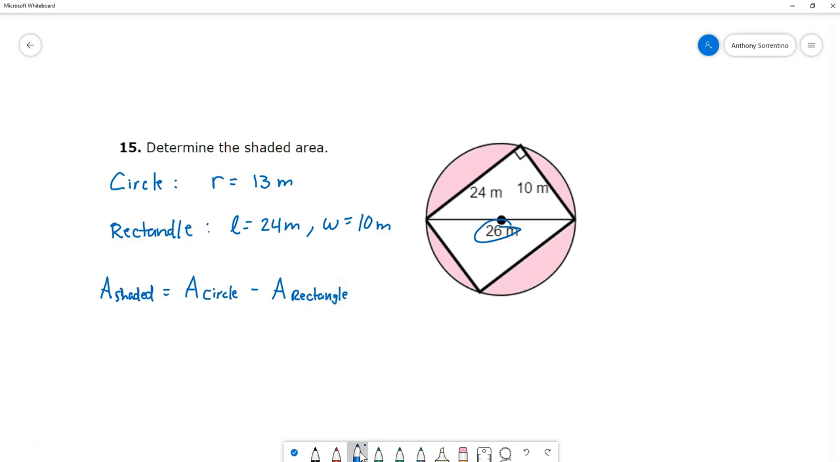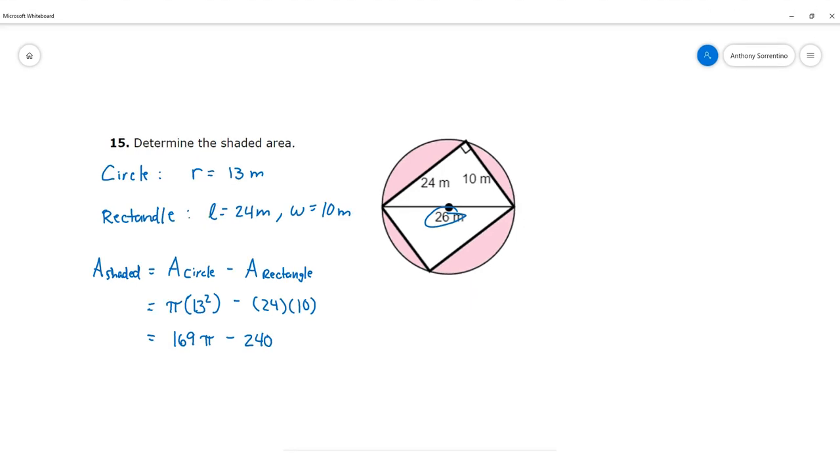So the area of a circle again is pi r squared. So I'm going to have pi times 13 squared. The area of the rectangle is length times width. So that's going to be 24 times 10. So I have 169 pi minus 240.